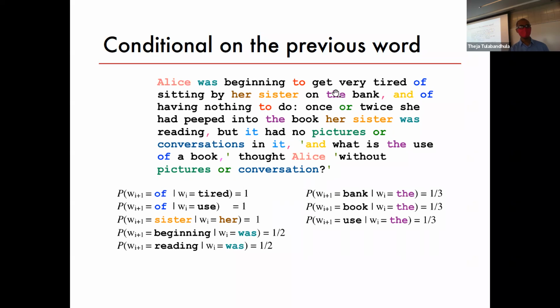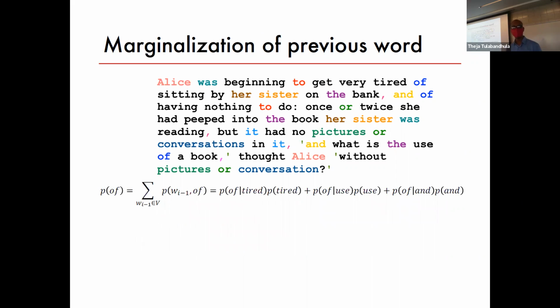The is appearing 3 times: the bank, the book, and the use. Only once is bank seen. So the probability of the next word being bank given the previous word being the is 1/3. It's just counting and normalizing. Given that, you can see that the model with 2 words and the model with 1 word are actually consistent. It's just an illustration of the law of probability.